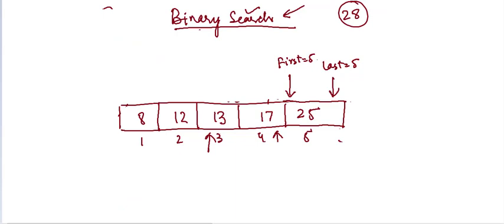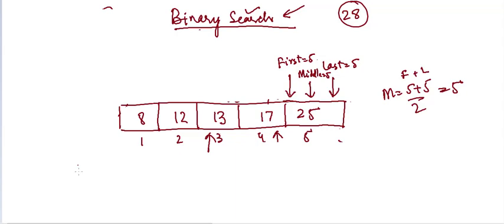Okay, now first equals 5 and last equals 5 also. So middle is going to be calculated using 5 plus 5, which is basically first plus last, right? Divided by 2, and this is going to give us 5. So the middle is also going to be 5 in this case.